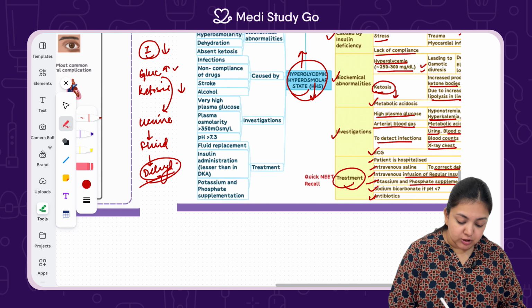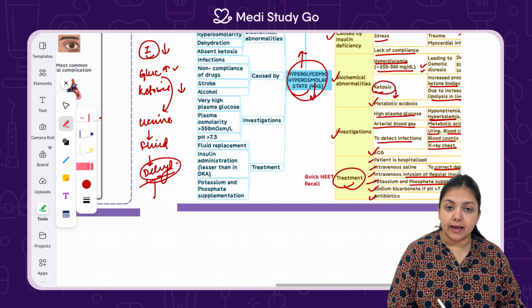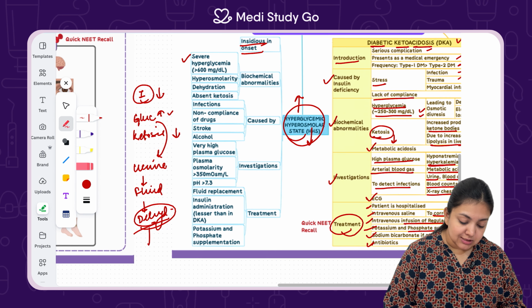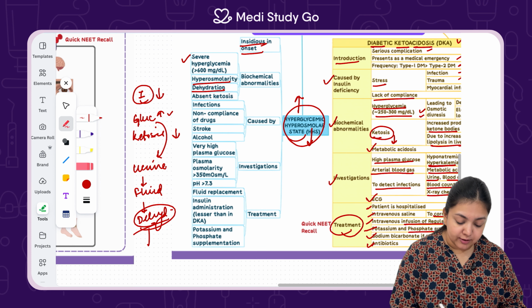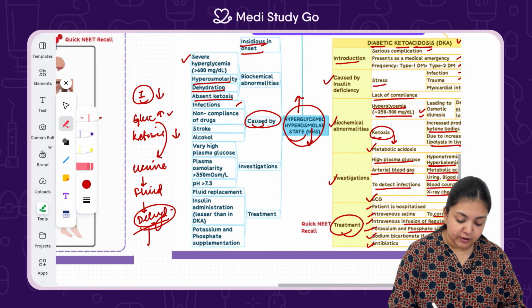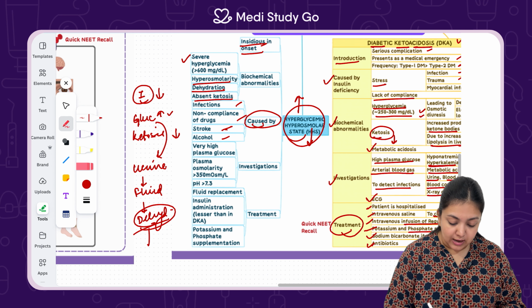Since dehydration is happening, the fluid from the body is going to be expelled more along with the ions, so that the urine which is produced has a good osmolarity. That is going to lead to a deranged osmolarity of the body. So this leads to hyperosmolarity, dehydration, and absence of ketosis, as I said. Now the cause can be infection, non-compliance to drugs for hyperglycemia control, stroke and alcohol.